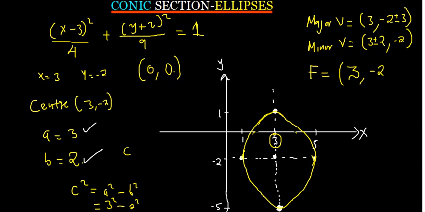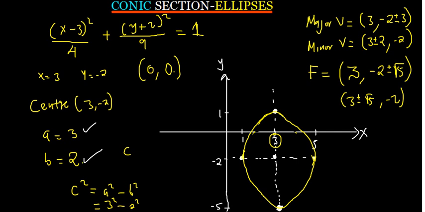Now because the major axis is along the y, that's why to the y we're going to say plus or minus that c that we have found, and we have found square root of 5. So this is going to be the foci. If the major axis was along the x, we would have still written the center, but to the 3 we would have said plus or minus square root of 5 and then comma negative 2. Alright, so this is how you work it out in this way.